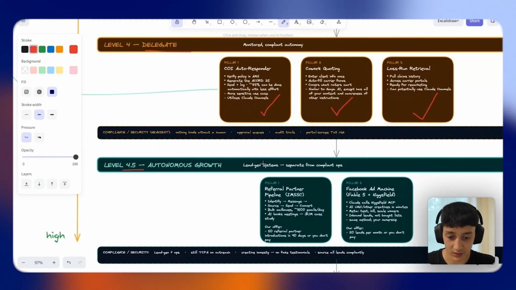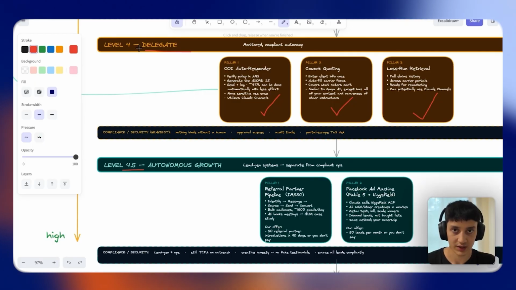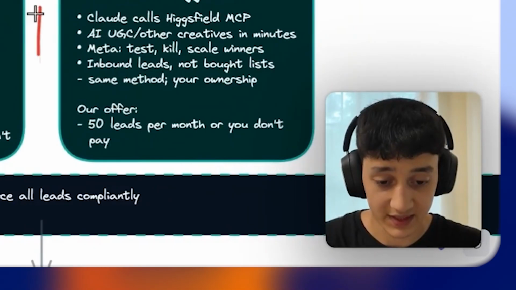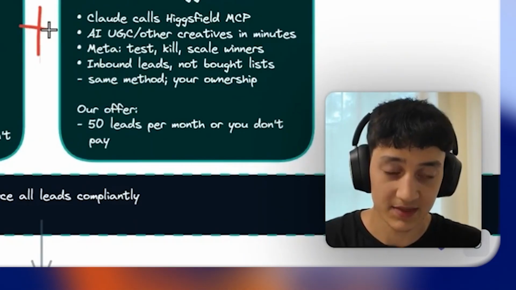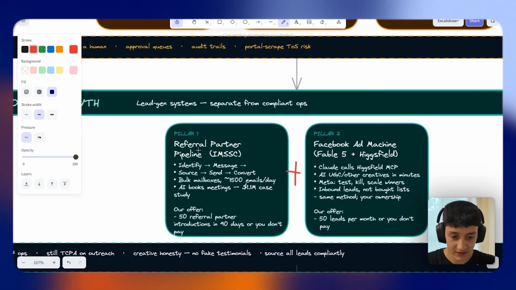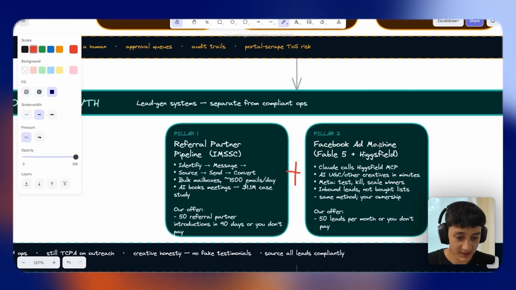But the key idea here with lead generation systems and autonomous growth is that they are not really much more complex than operation systems. As a matter of fact, they're actually less complex when it comes to compliance. But we are now ranking them not just by their difficulty or other factors; we're also ranking them by their leverage and how impactful they can be, which is pillar 1 and pillar 2. I actually broke down this combination of lead generation systems in one of my past videos, so you can check that up here for more detail. But essentially, we have the referral partner pipeline as well as the Facebook ad machine.